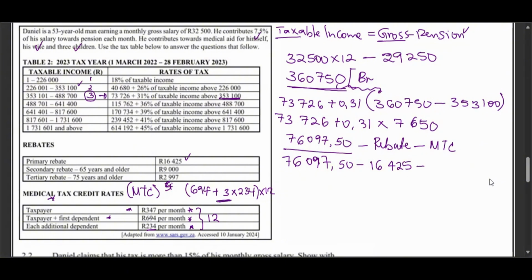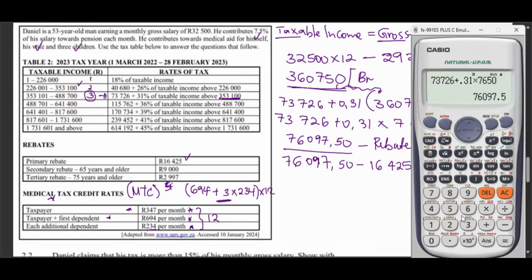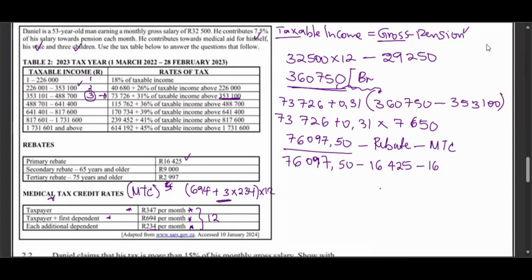Let me see. Let's see the medical tax credit. We are saying 69.4 plus 3 times 234 equals, multiply this by 12, 16,752. So let's subtract it from the answer that we had there.